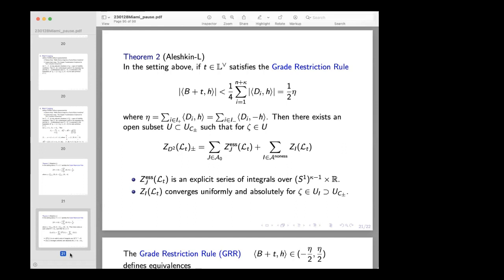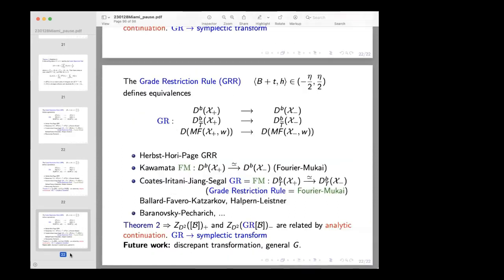One can evaluate the (k+1)-dimensional integral, and we are left with a one-dimensional integral. The analytic continuation is by deforming this one-dimensional contour. If we look at this grade restriction rule, we see that it coincides exactly with the grade restriction rule in the literature, which has been established in much greater generality.